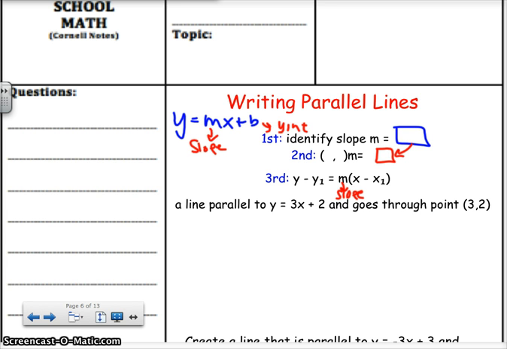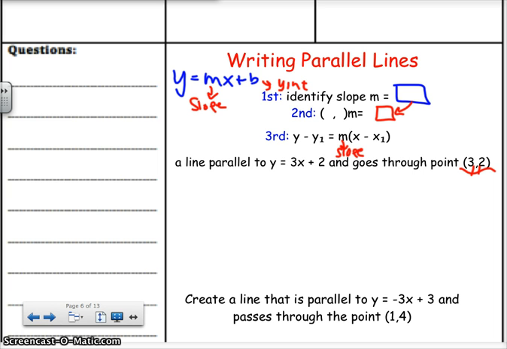Let's apply it. A line is parallel to y equals 3x plus 2. So it's parallel to this line. If we draw it, it's going to be going at the same rate. We know that it goes through the point 3, 2. Let's create the equation for it.